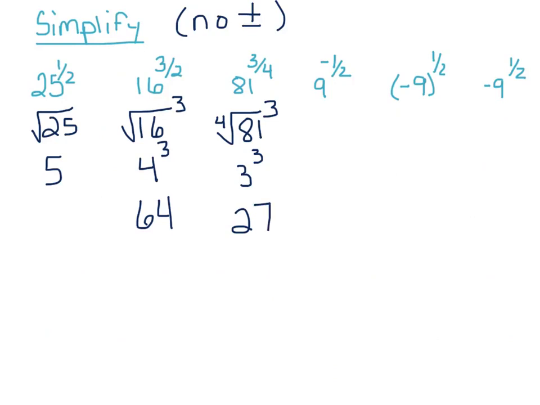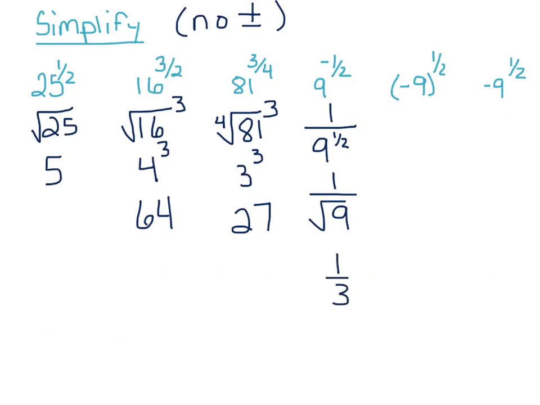Alright, look at the next one. 9 to the negative 1/2 power. Remember, when the exponent is negative, we're taking the reciprocal of 9 to the positive 1/2 power. And so we're taking 1 over the square root of 9, so we're taking 1 over 3, or 1/3.